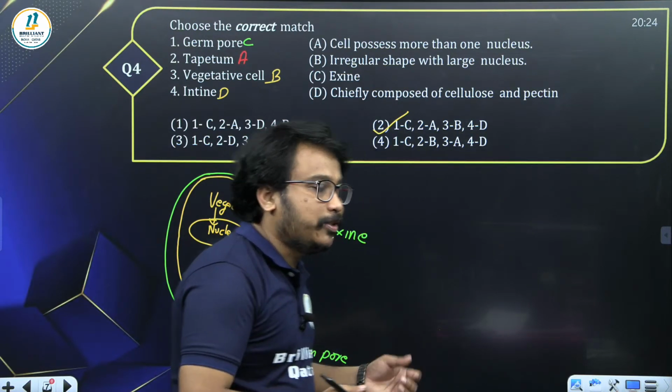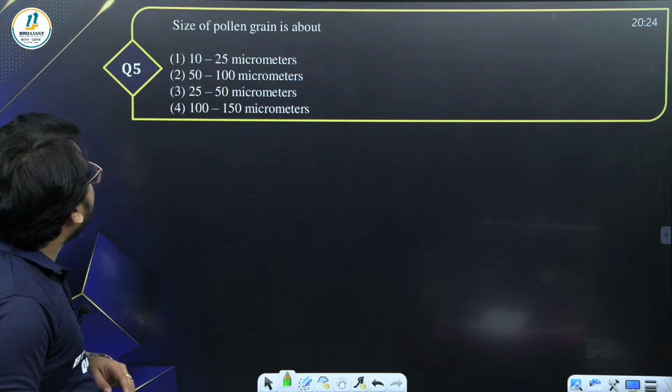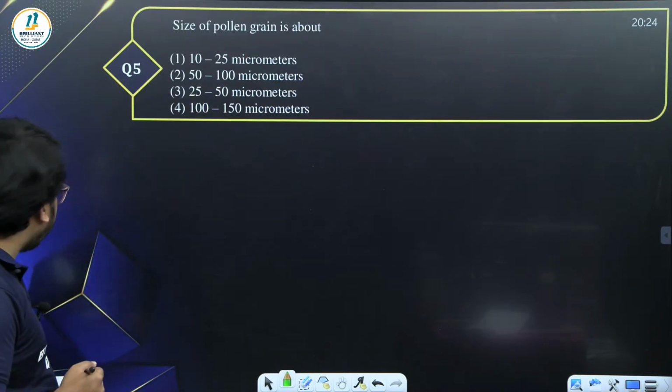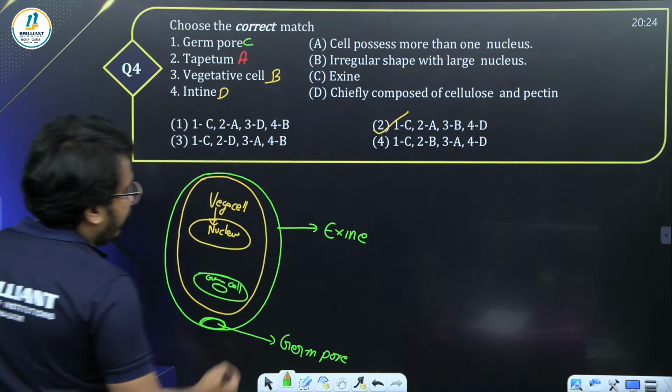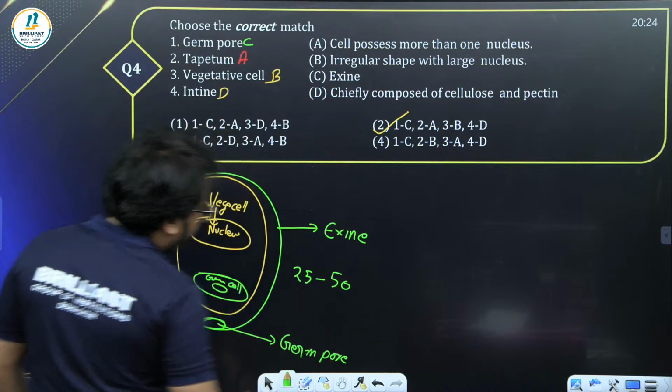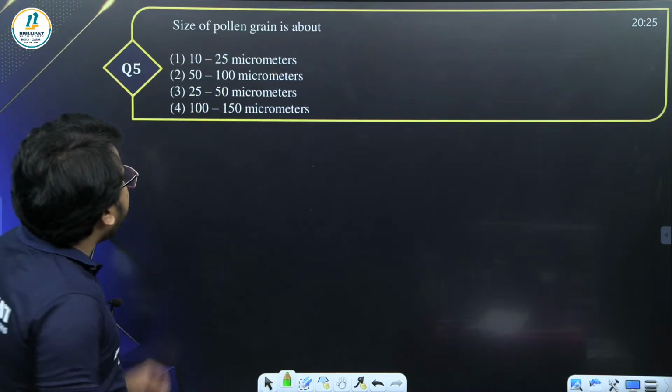Yes, you are correct. Option 2 is the answer. Then next one, size of a pollen grain. The size of a pollen grain given in NCERT is around 25 to 50 micrometer. That is the size of a pollen grain.